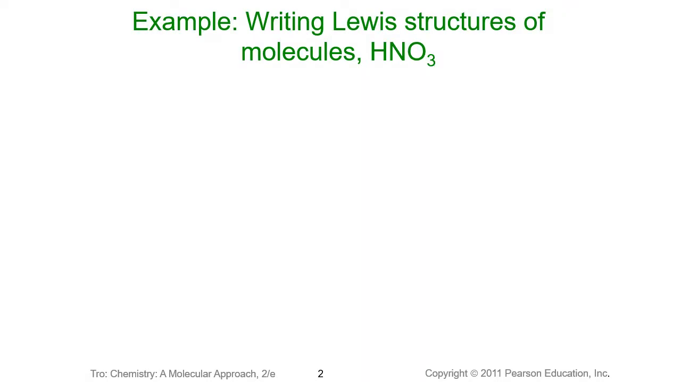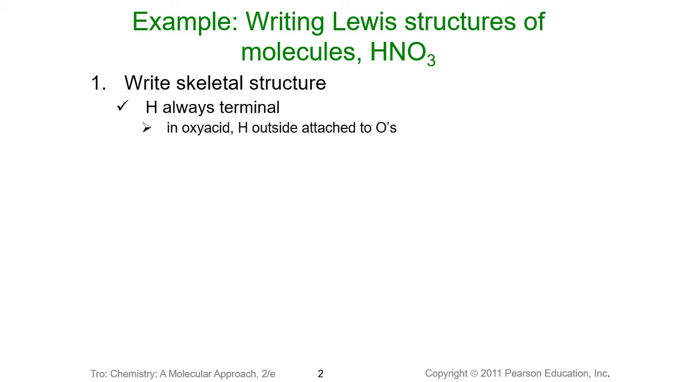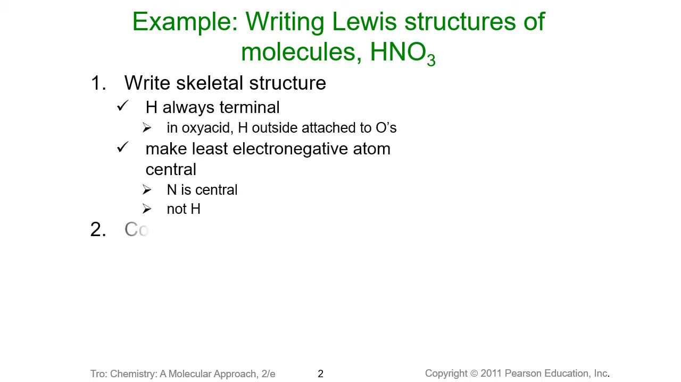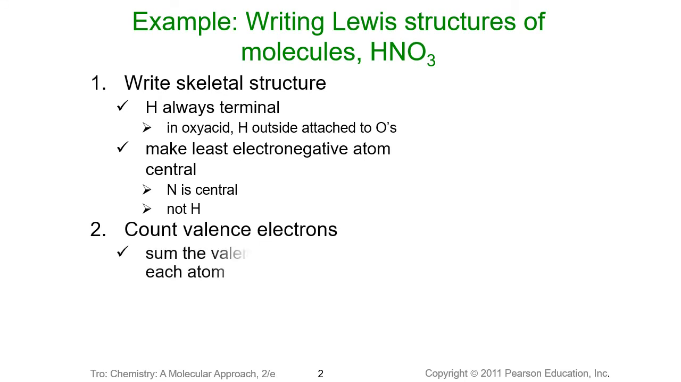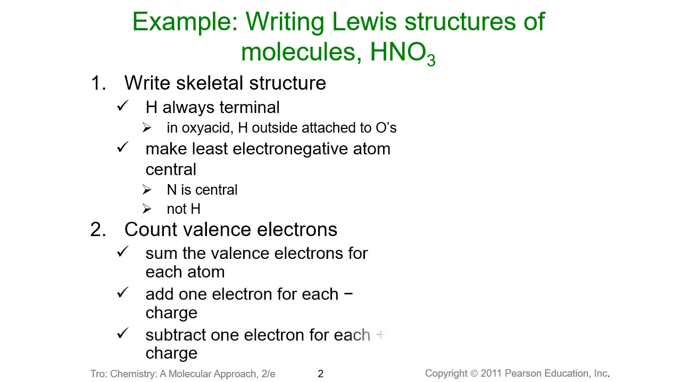Let's give this a try. So let's try writing the Lewis structure for nitric acid. We're going to start by writing the skeletal structure. We want to make sure that our least electronegative element is in the center, with the exception of hydrogen, because hydrogen only makes 1 bond, so it is always going to be on the outside of our molecule.